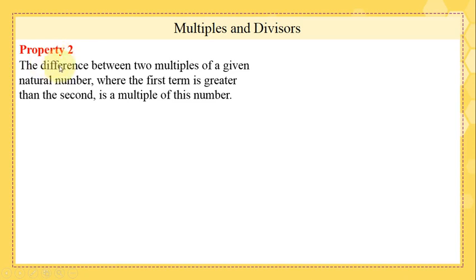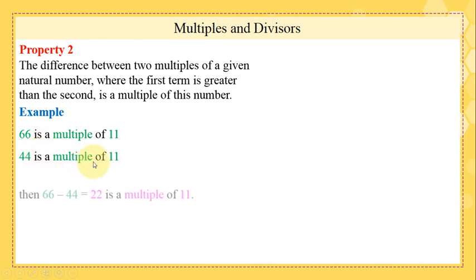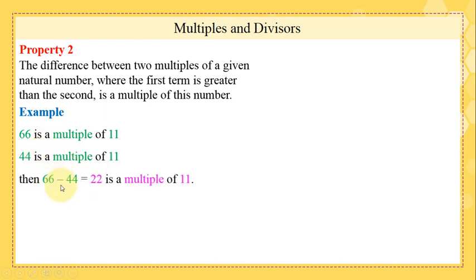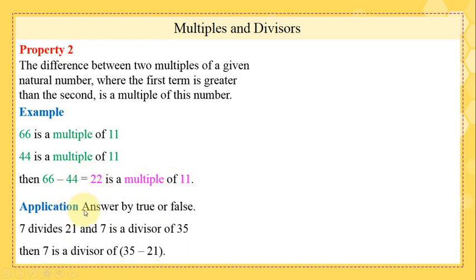Property 2. The difference between two multiples of a given natural number, where the first term is greater than the second, is a multiple of this number. Example: 66 is a multiple of 11. 44 is a multiple of 11. The difference between 66 and 44, which is equal to 22, is also a multiple of 11.